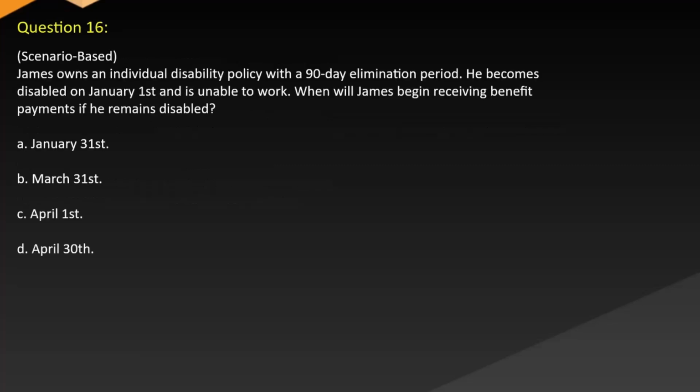Question 16, scenario-based. James owns an individual disability policy with a 90-day elimination period. He becomes disabled on January 1st and is unable to work. When will James begin receiving benefit payments if he remains disabled? A. January 31st. B. March 31st. C. April 1st. D. April 30th.